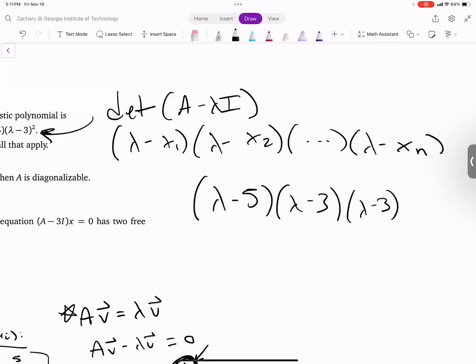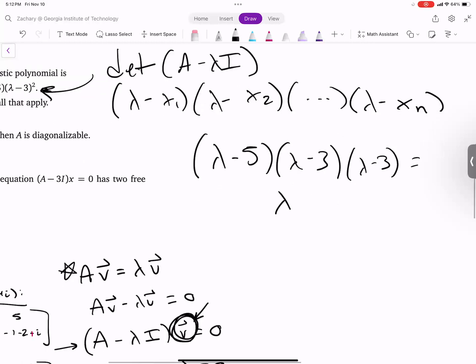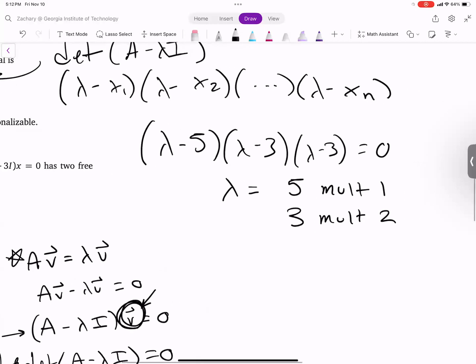Eigenvalues are going to have algebraic or geometric multiplicity. Do they have algebraic or geometric multiplicity? Algebraic, because they are numbers. We define multiplicity as how many times they pop up in this polynomial. So in this case, when we're solving this equal to 0, we have lambda equals 5 with a multiplicity of 1 and 3 with a multiplicity of 2. That is how many times it pops up in my characteristic polynomial. Following so far? Cool.